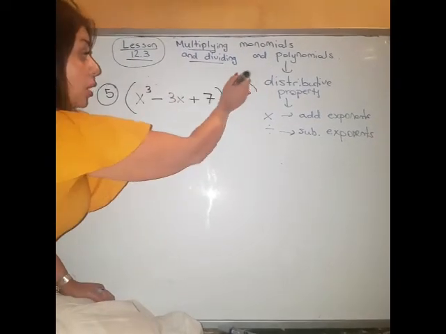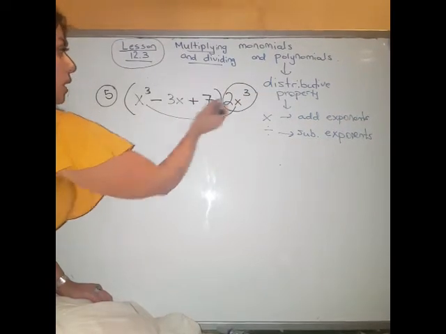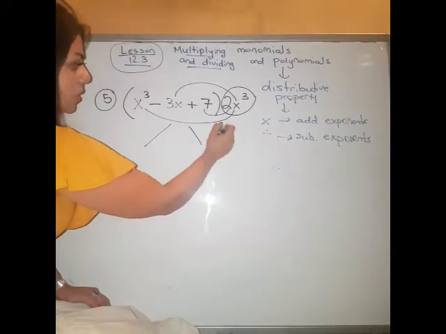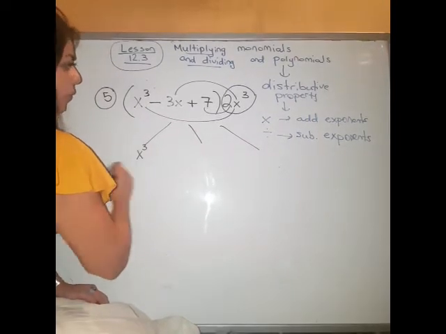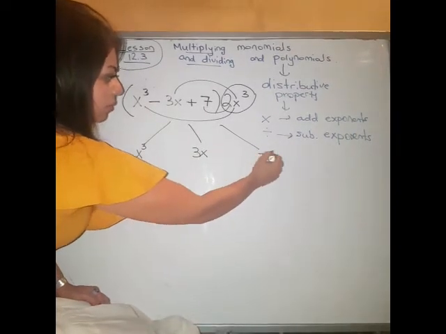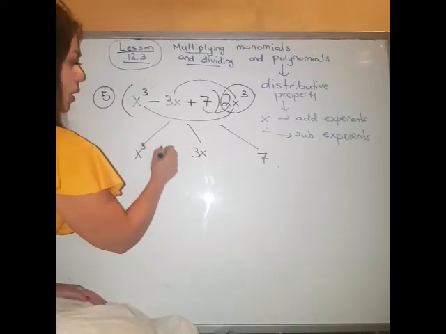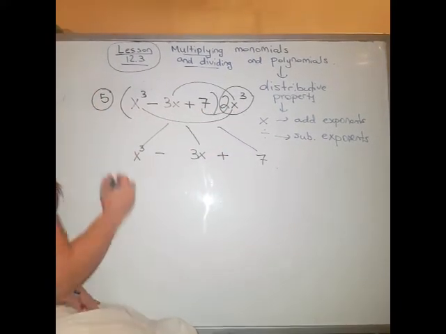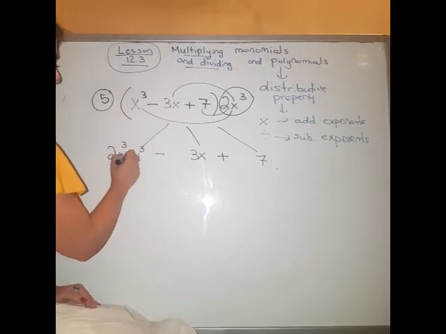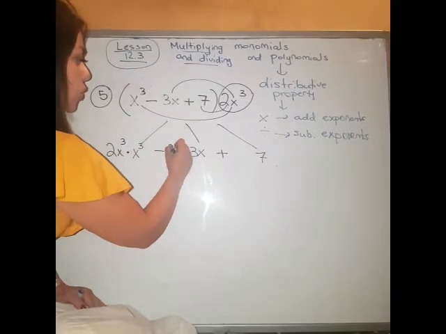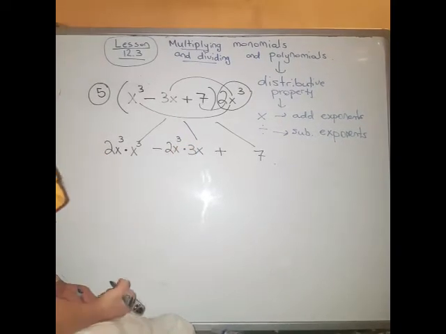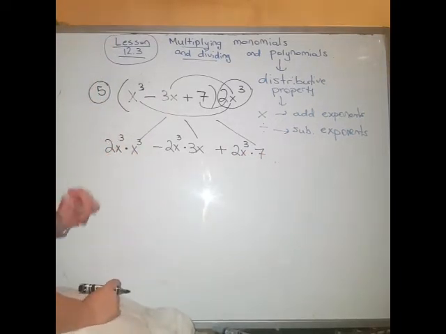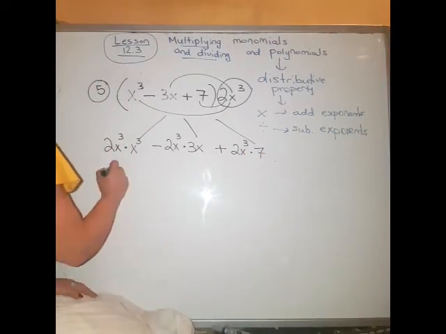What am I distributing? 2x to the third. I'm distributing it in here, and in here. I bring down what's in my parentheses, x to the third, 3x, and a 7. I brought them down. There's a minus sign here, and there's a plus sign here. What am I distributing? 2x to the third. 2x to the third times x to the third, 2x to the third times 3x, 2x to the third times 7. I start multiplying. 2 times 1 is a 2.